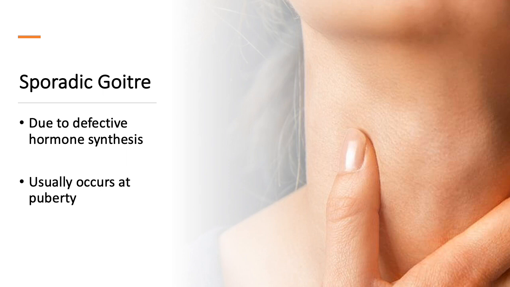The second type of epidemiological abnormality is sporadic goitre. Sporadic goitres are mainly due to defective hormone synthesis, and this usually occurs during puberty.